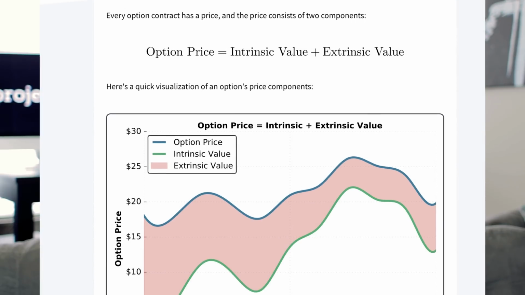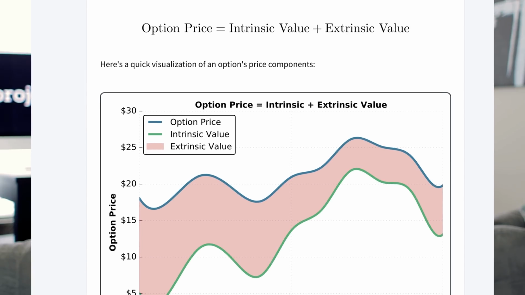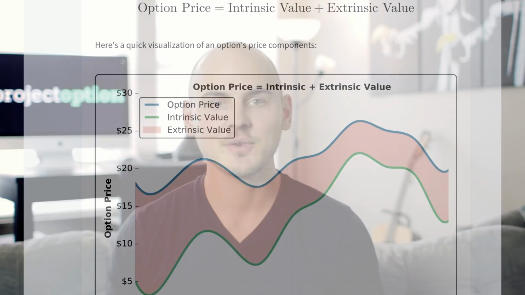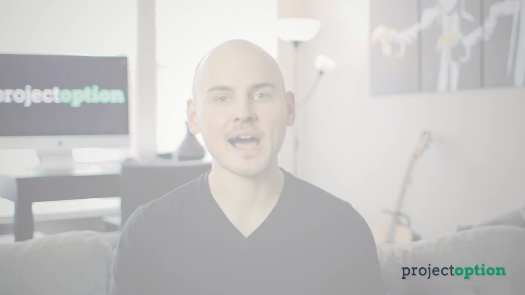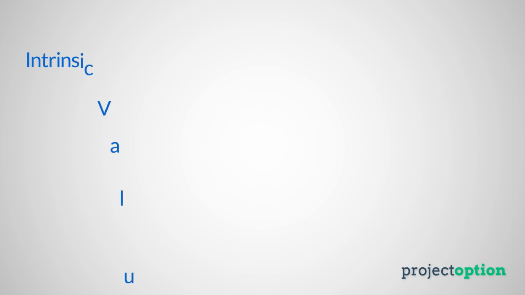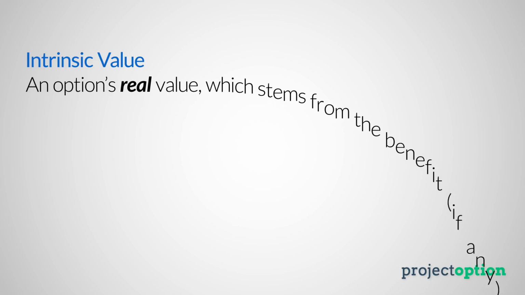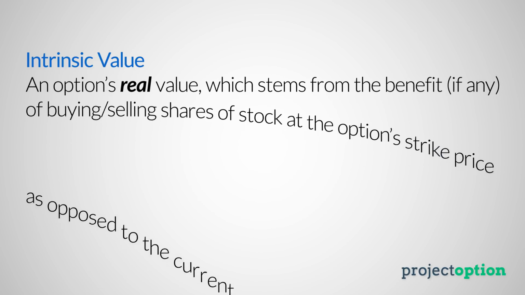Next, all options have prices, and all option prices consist of two components, the first being intrinsic value and the second being extrinsic value. Intrinsic value is the ability to buy or sell shares of stock at the option strike price instead of the current share price that is being traded in the marketplace.